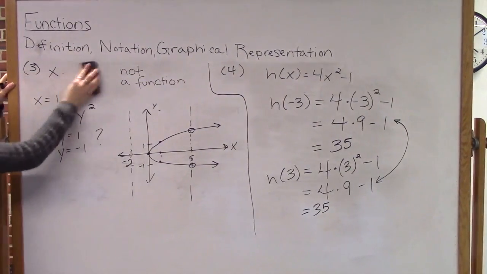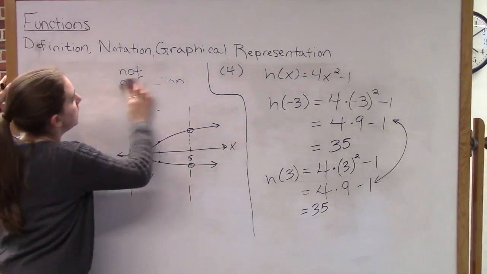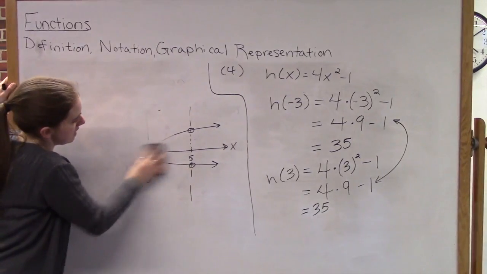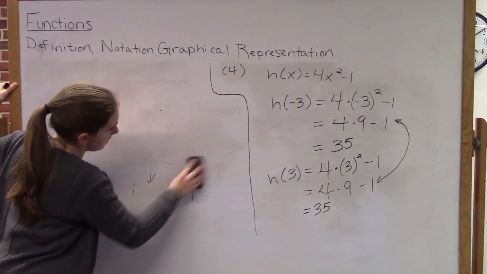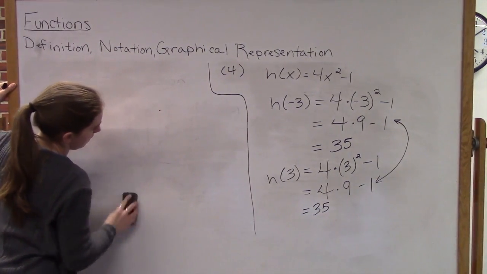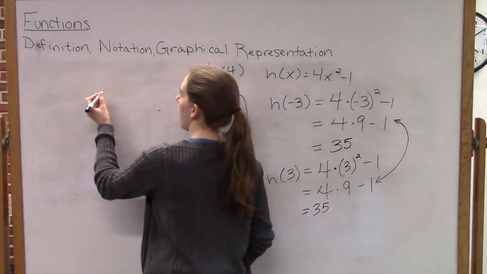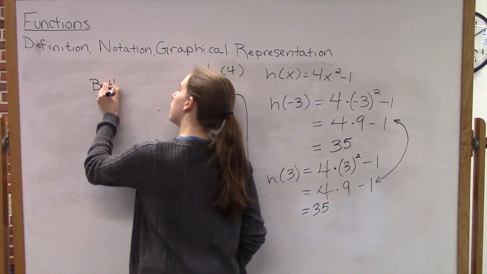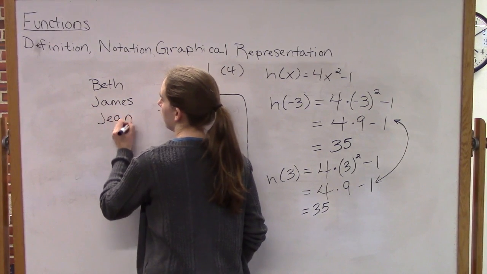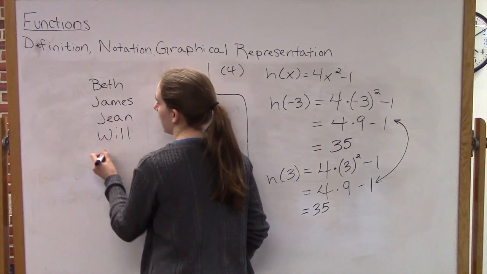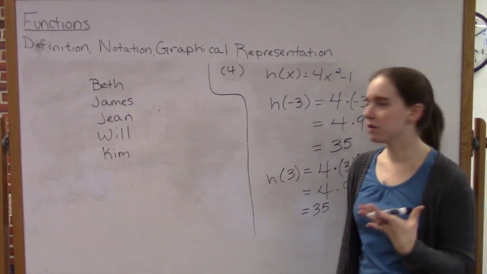And these have all been really numerical examples, so let's take some time to think about a non-numerical example, just to solidify our understanding of functions. So what I actually want to do is think about a list of students. So I have my list. I have Beth, I have James, I have Jean, I have Will, and I have Kim. So I have 5 students.